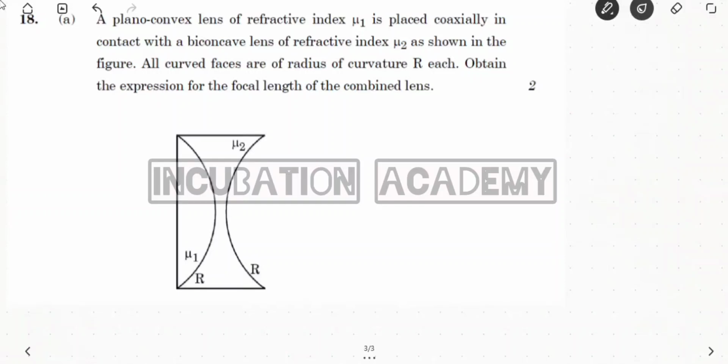Welcome everyone. This is the question that is displayed on the screen. It came in the CBSE 2025 set 1, question number 18A, and 18B is another OR. The question is from the chapter optics, from the chapter ray optics. A plano convex lens of refractive index mu1 is placed coaxially in contact with the biconcave lens of refractive index mu2, as shown in the figure. All curved surfaces have radius of curvature capital R each. Obtain the expression of the focal length of the combined lens.